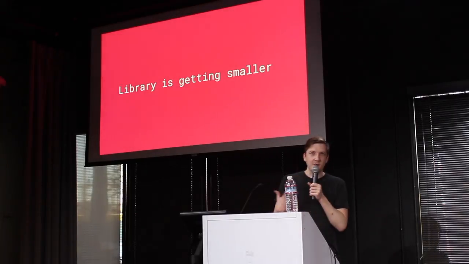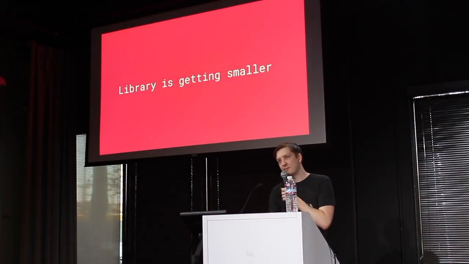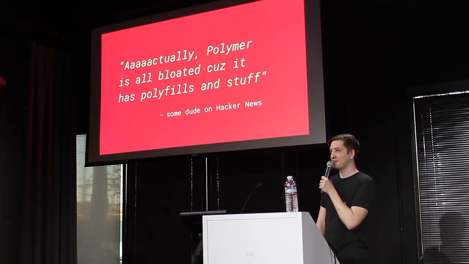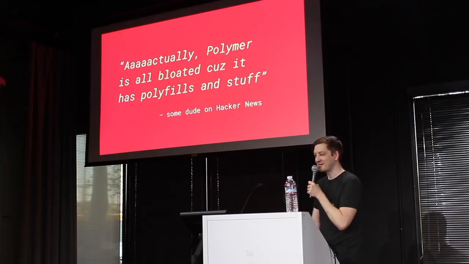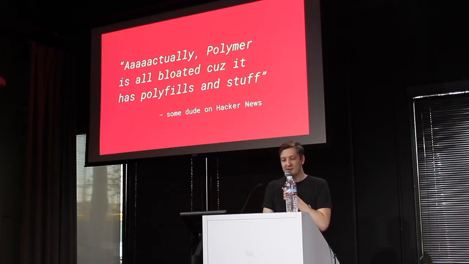And along with that, the library is getting a lot smaller and a lot faster. Anytime you talk about Polymer or web components, maybe on Hacker News or something like that, you'll probably see something like this. You'll say, oh, I'm using Polymer, and someone will say, actually, it's super bloated because it has polyfills. You probably shouldn't use it. Which is kind of lame when someone says that. I sat down and looked at the numbers because I see this from time to time, and it really bums me out.